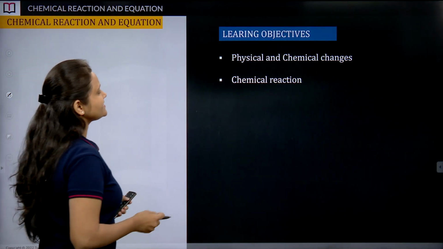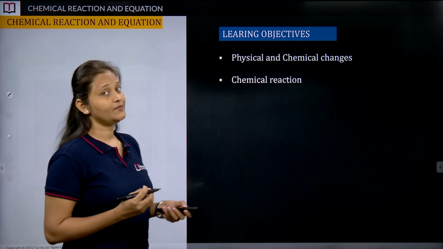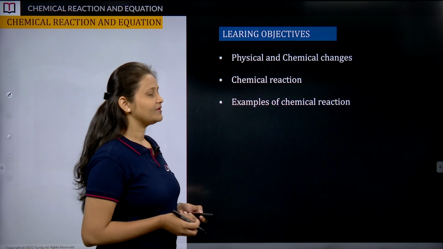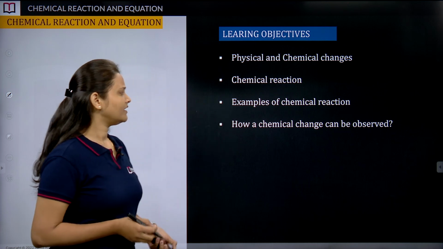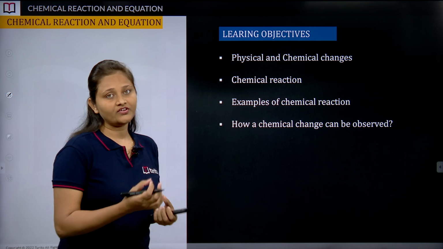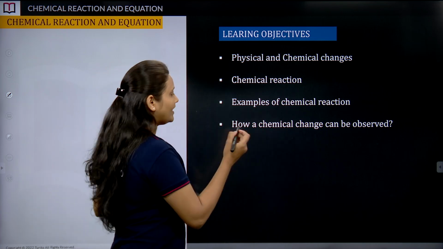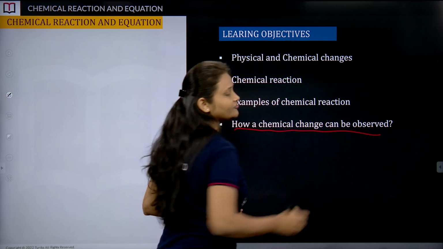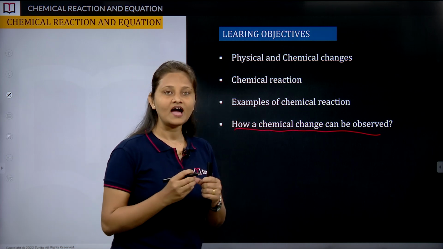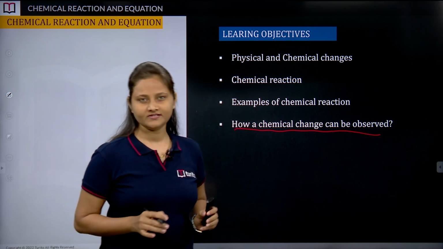So we are going to understand what physical and chemical changes are. Next is what a chemical reaction is. Then we will look at examples of chemical reactions. And then, if I want to understand how a chemical change is happening or how a chemical reaction is getting done, what are the indications or observations through which I will come to know that a chemical reaction has happened? So this is going to be a very interesting chapter.